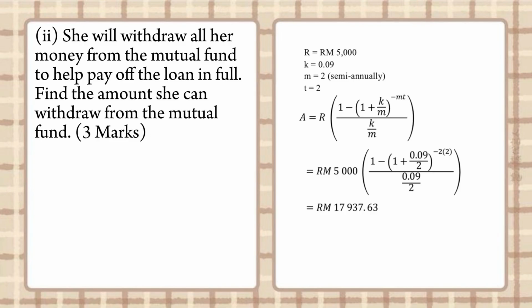For the second question, she will withdraw all her money from the mutual fund to help pay off the loan in full. Find the amount she can withdraw from the mutual fund. The information we have here is R equal to 5,000, K is 0.09, M is compounded semi-annually, which is 2, T is 9 minus 7, so we have 2 years. The formula we can use here is A equal to R bracket 1 minus bracket 1 plus I to the power of negative n divided by I. We substitute all the information into this formula, and then the answer we will get is 17,937 ringgit and 63 cents.